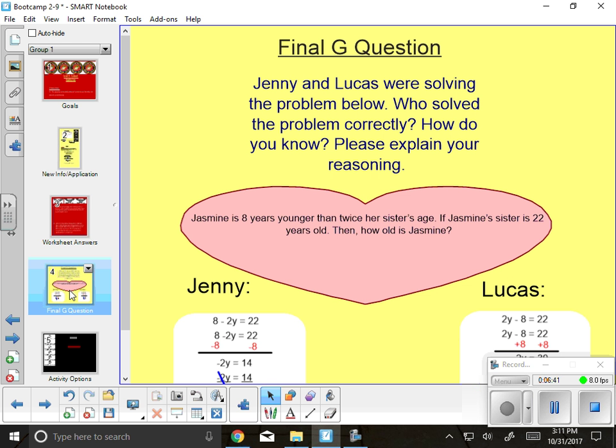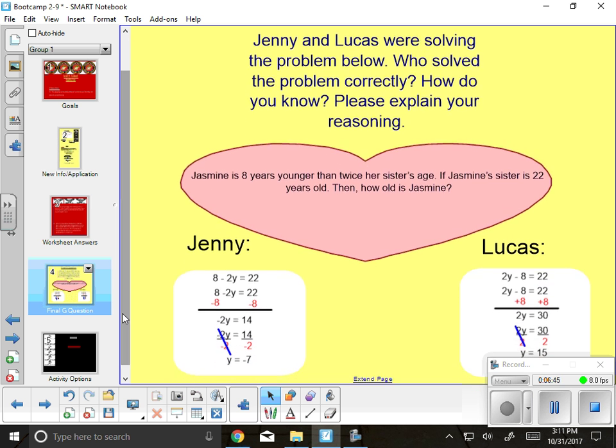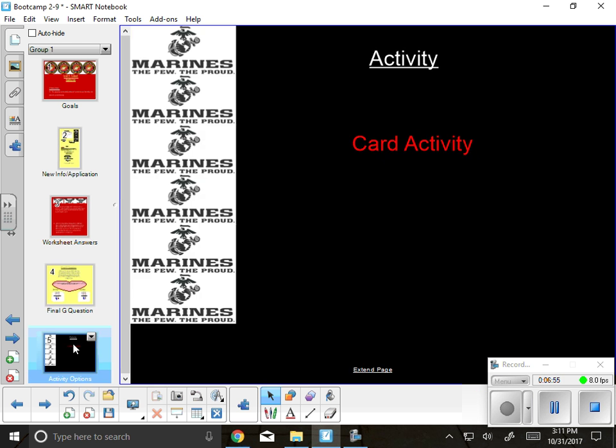Here is your final G question. Make sure you answer this on your goals page for level 9. I know there's only 8, but especially for those of you who started on a higher level, make sure you're writing this one down. And these are your activity options for level 9.